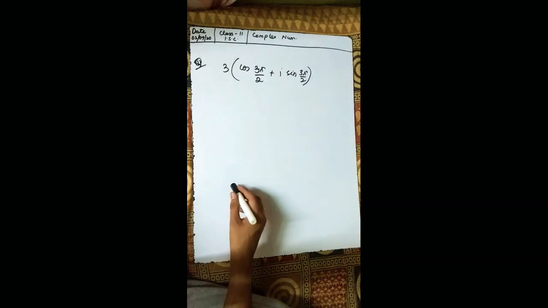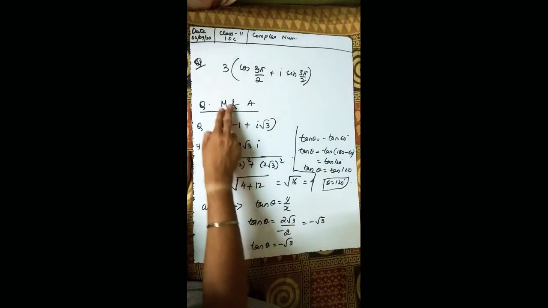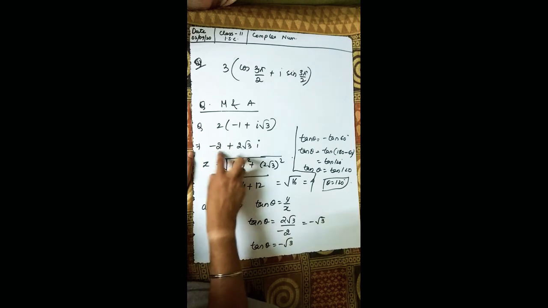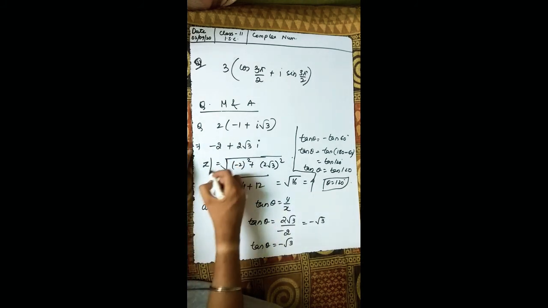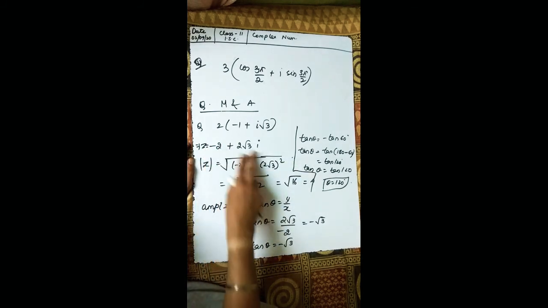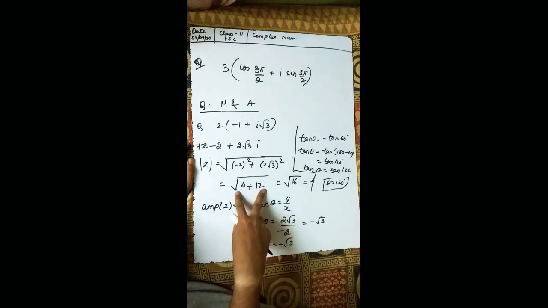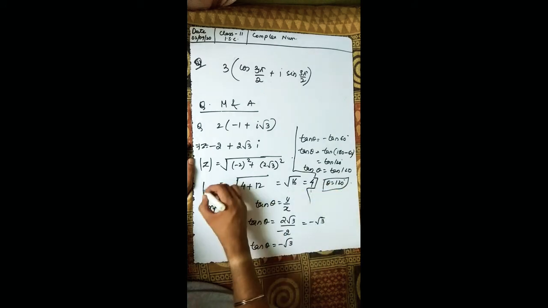So let us understand this question. You have to find the modulus and amplitude of this. So multiply 2 inside first. So what will be z? Modulus of z, if I consider z equal to this, is under root of (minus 2) square plus (2 root 3) the whole square. This will be 4 and the square of the other is 12. 4 plus 12 is 16. Your modulus of z is 4.